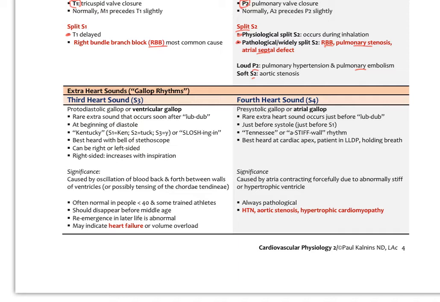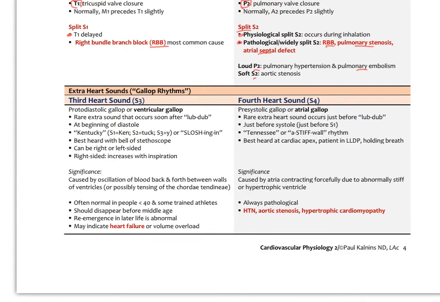The significance here is that in S3, the blood is oscillating back and forth between the walls of the ventricles as the ventricles are filling during diastole. And the chordae tendineae are tensing, they're kind of snapping too. It's typically normal in people under 40 and in some trained athletes, so it can be benign. Typically, it should disappear by middle age in most people, but if you hear it again in an older person, that could indicate heart failure.